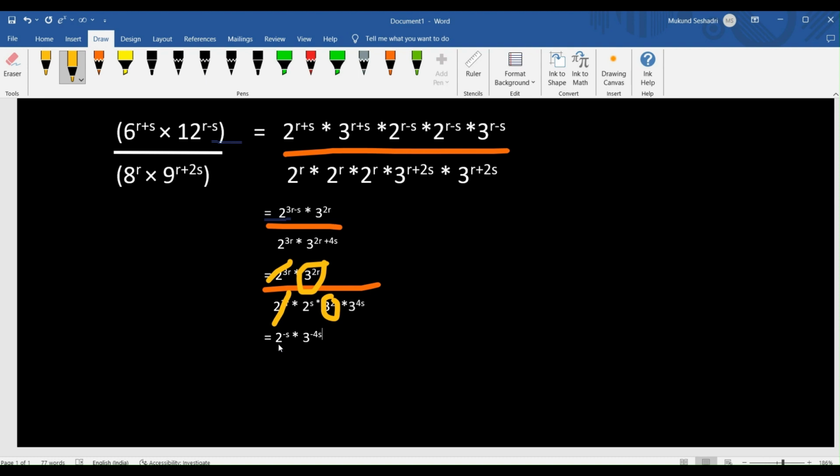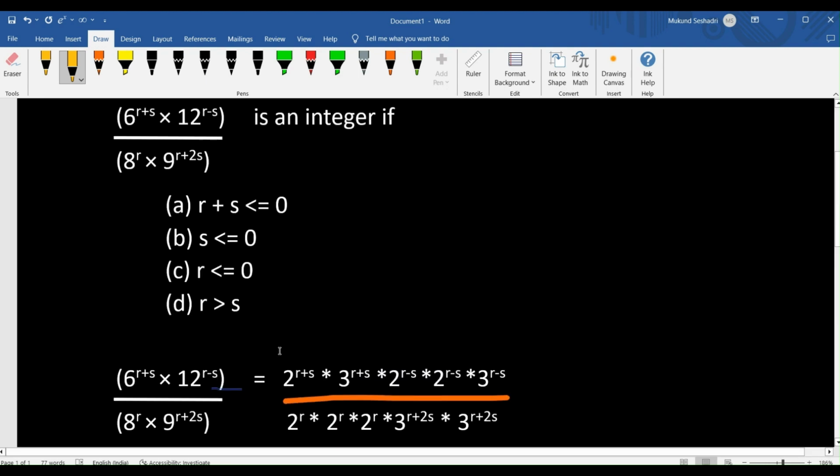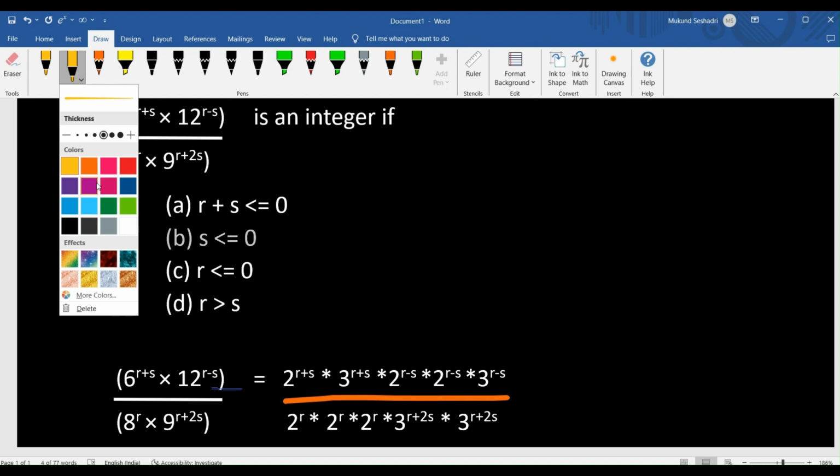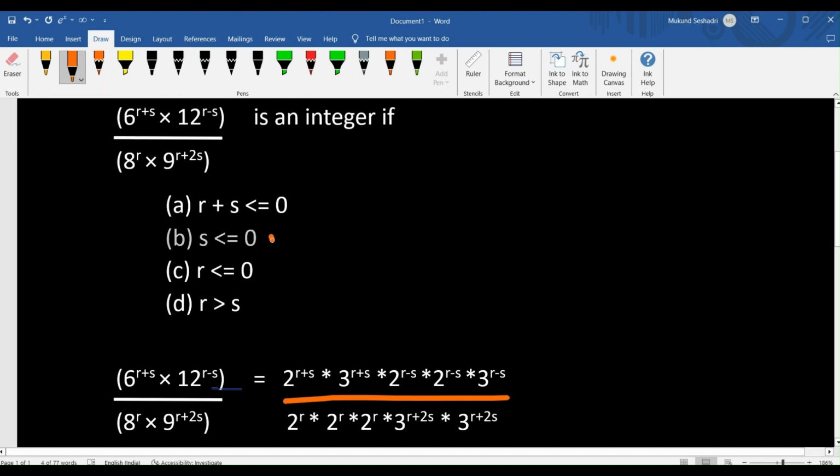And when s is equal to 0, we have this expression as 2 to the power 0 into 3 to the power 0, which is equal to 1, which means that it is still an integer when s equals 0. It's an integer when s is lesser than 0, and it's not an integer when s is greater than 0. So I think we have s is lesser than or equal to 0 as our final answer.